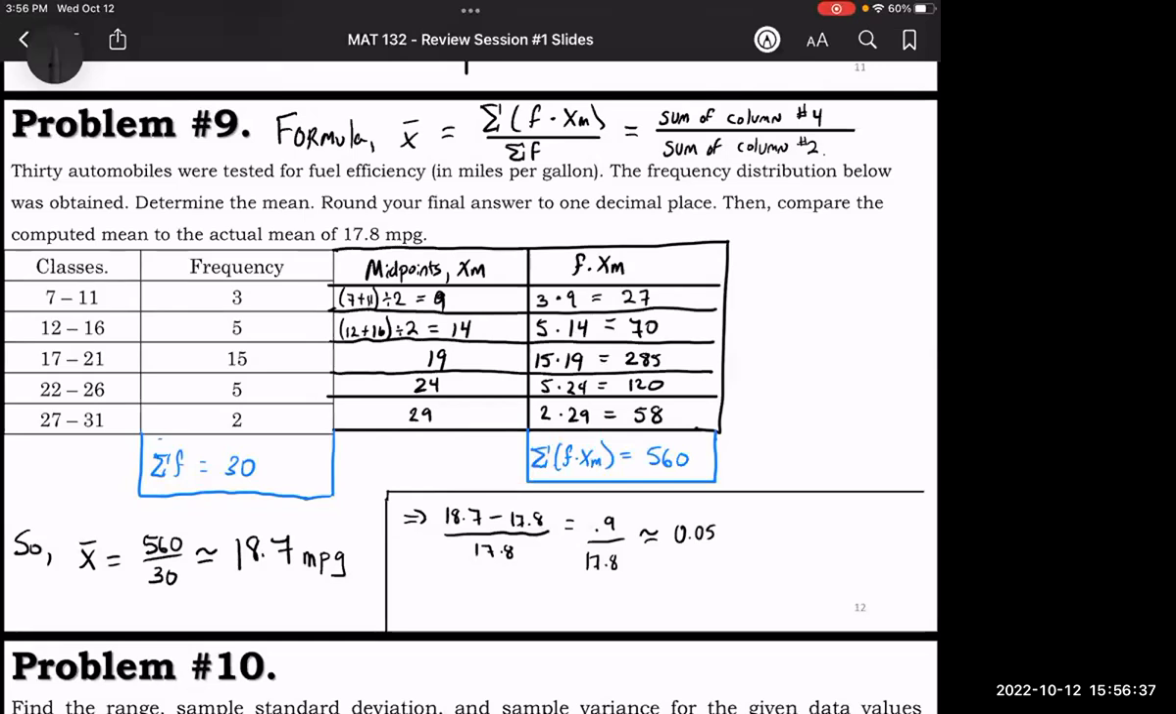What is 0.05 as a percentage, by the way? 5%. This is going to be approximately 5%. So is 5% close enough to 5%? Yes, it is. So with the rule of thumb here, because 5% is less than or equal to itself, then we can say that the computed mean of 18.7 is reasonably close to the actual mean. And you're done.